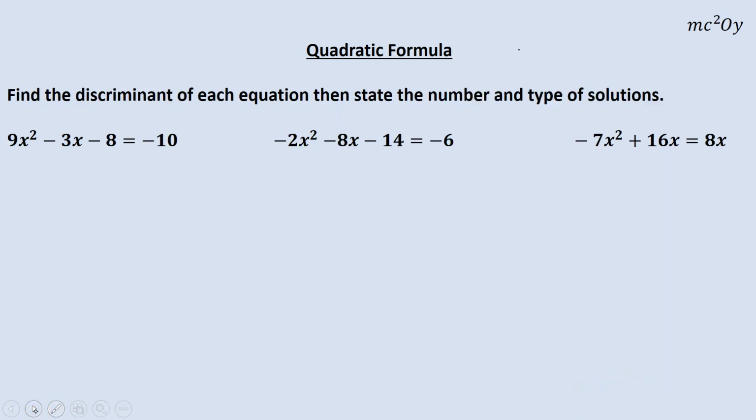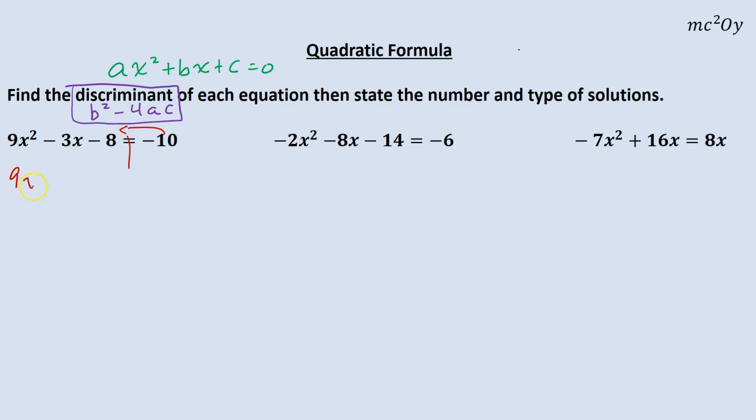Okay, find the discriminant of each equation, and then state the number and types of solutions. So the first thing you have to get it into, once again, is ax squared plus bx plus c equals 0. And then we want to think, well, the discriminant is b squared minus 4ac. Okay, that's what our discriminant is. All right, so as I'm looking at this, I'm going to go ahead and move that -10 over to that side.